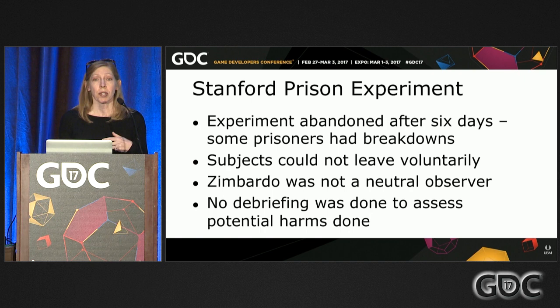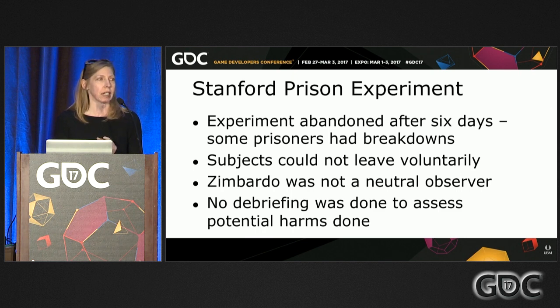The prisoners also fell into their roles where some of them, the ones who tried to fight back, were harassed and further abused. Many of them just fell into silence and depression. Some of them actually had breakdowns and had to leave early. Another important element, the subjects were told that they could not leave voluntarily. And Zimbardo himself was not a neutral observer. He couldn't really step back and see. He was playing the role of the prison's superintendent.